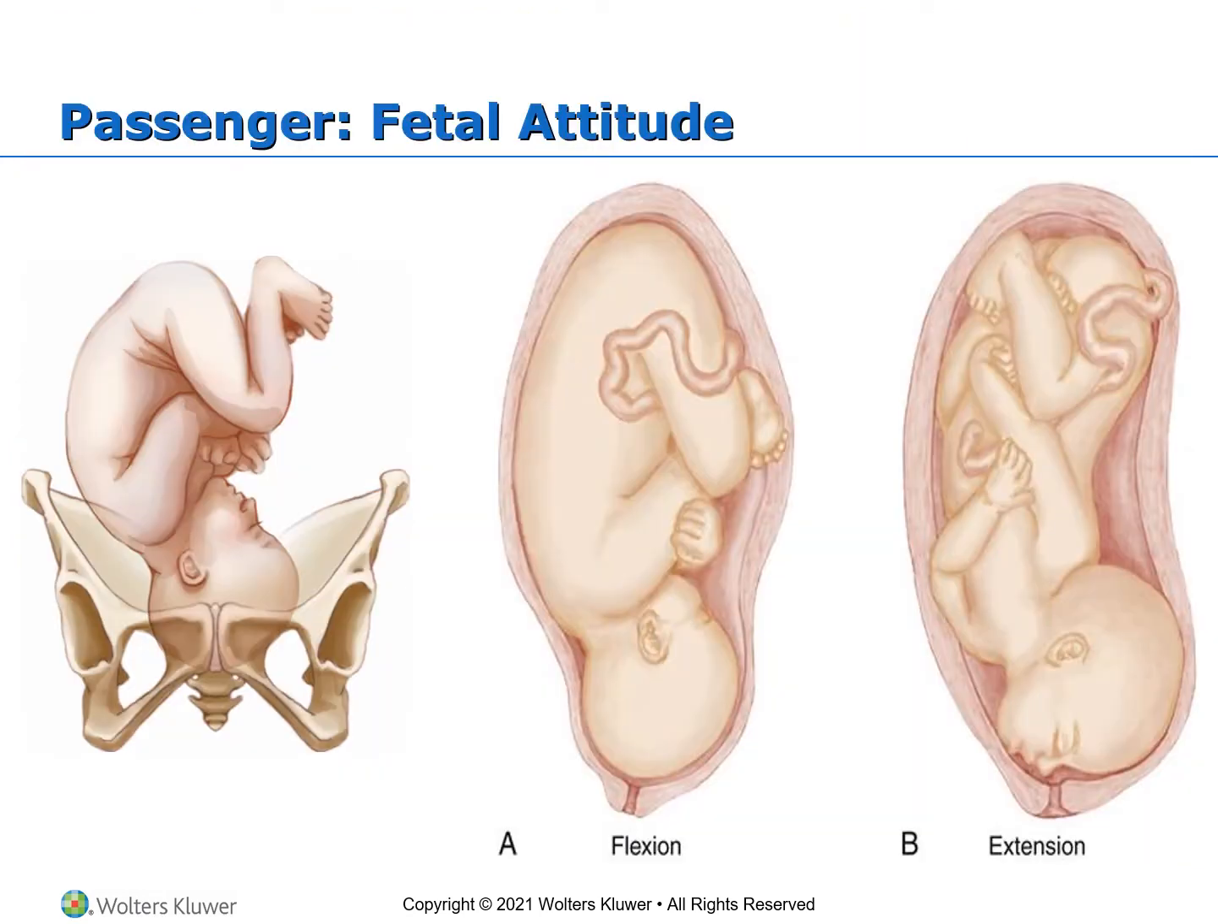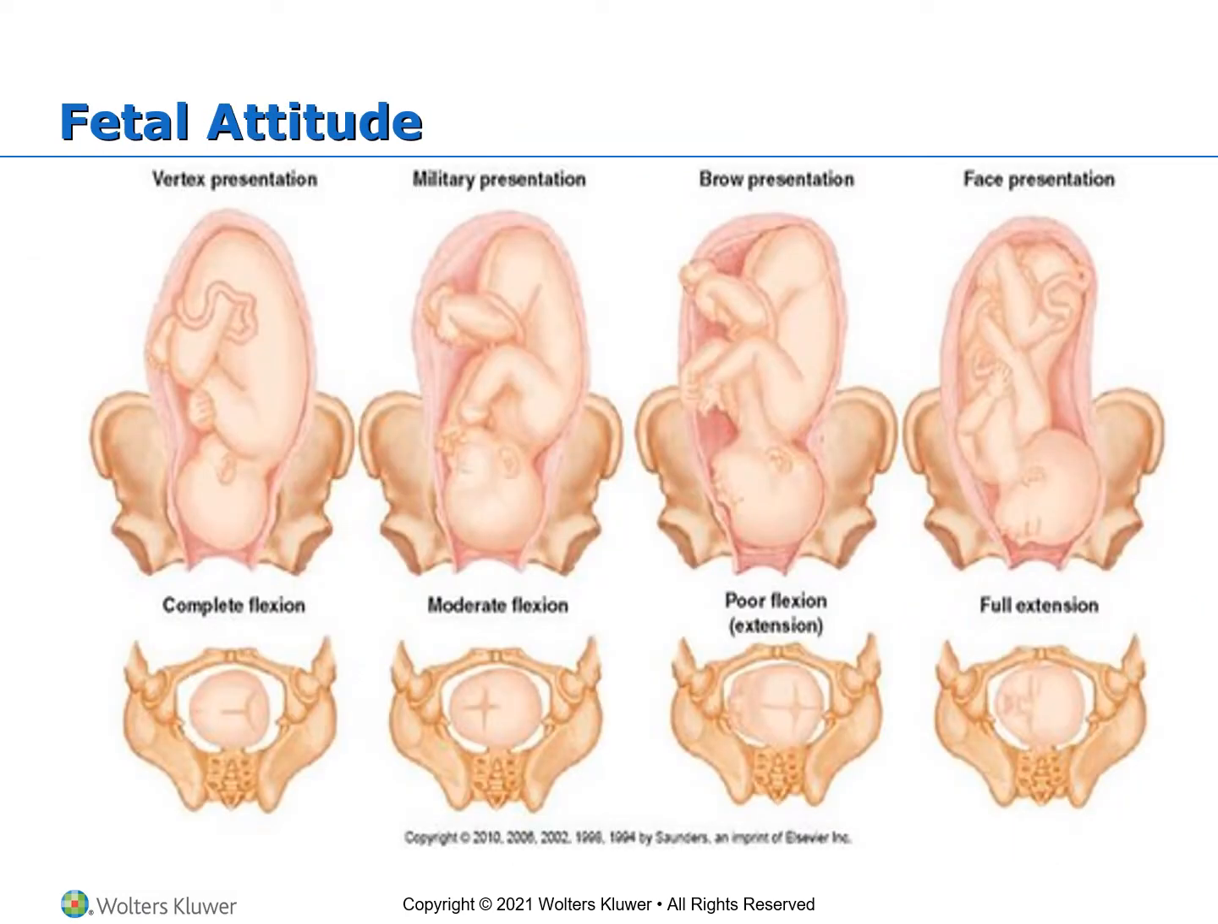So the fetal attitude is basically the relationship of the body parts to one another. Either they're flexed or they're extended. So flexion is basically flexed extremities, and fetal extension is extended extremities. So basically that's the flexion or extension. This is basically the presentation with complete flexion, moderate flexion, poor flexion. This is just the picture that you can kind of see.